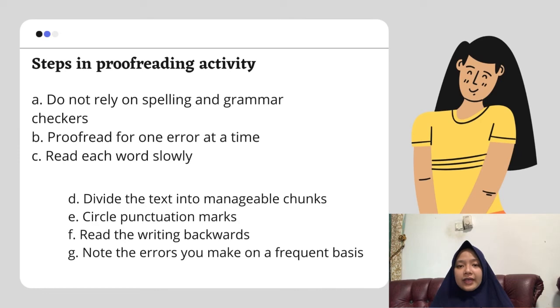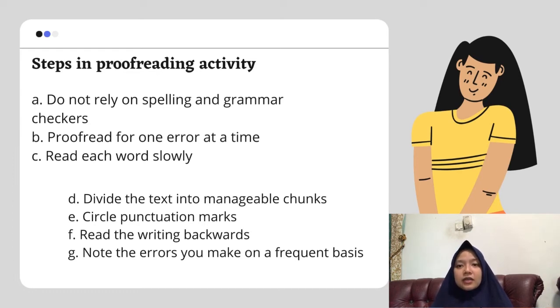Steps in proofreading activity. A. Do not rely on spelling and grammar checker. B. Proofread for one hour at a time. C. Read each word slowly. D. Divide the text into manageable chunks.